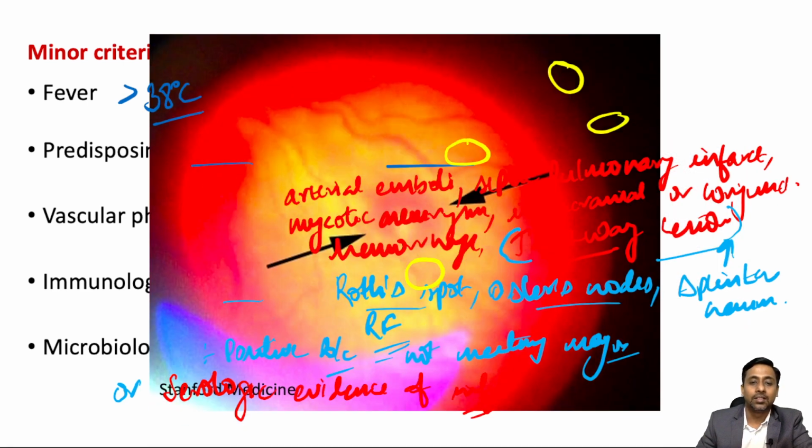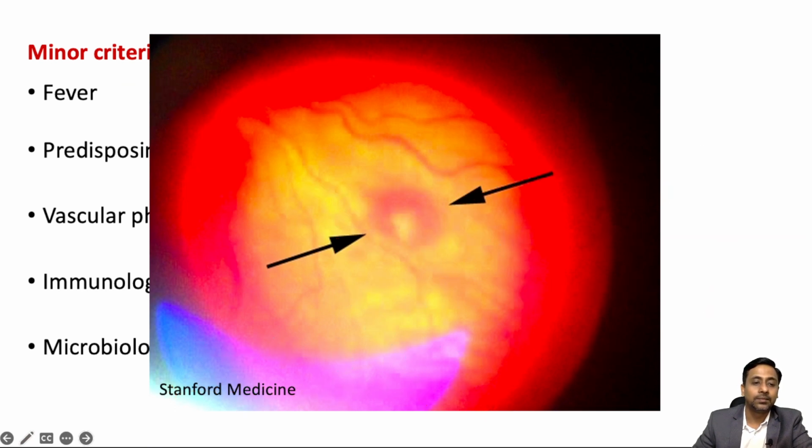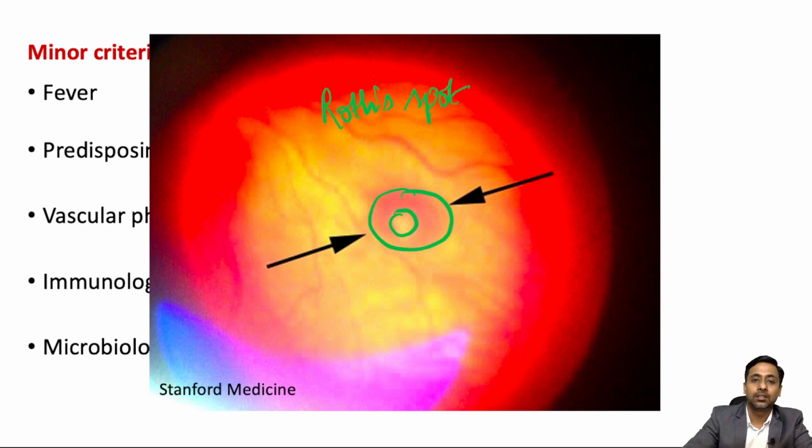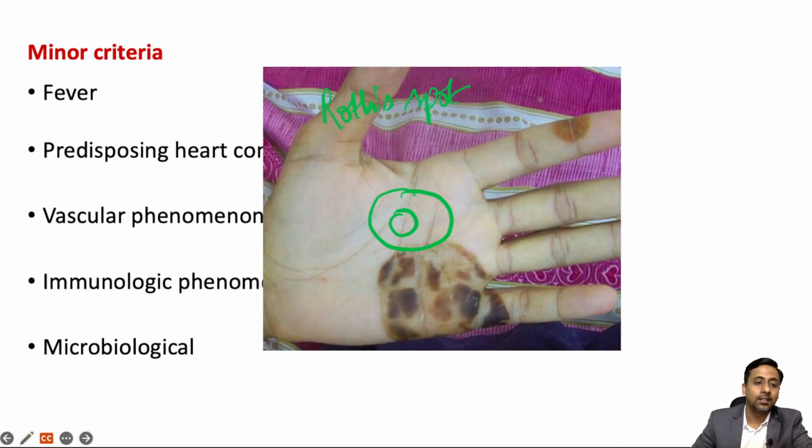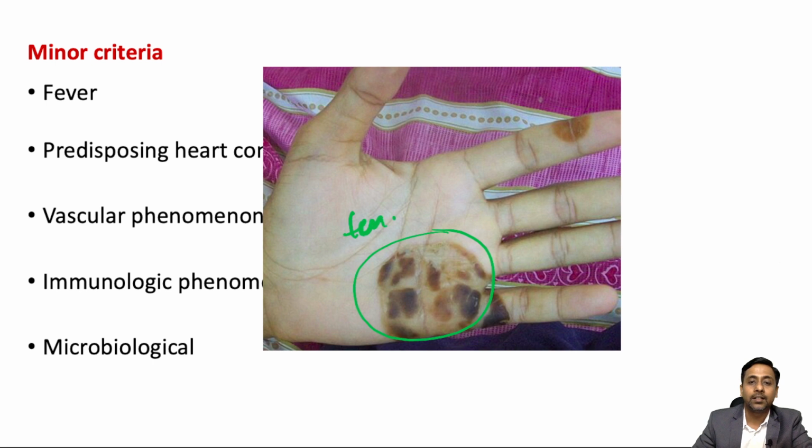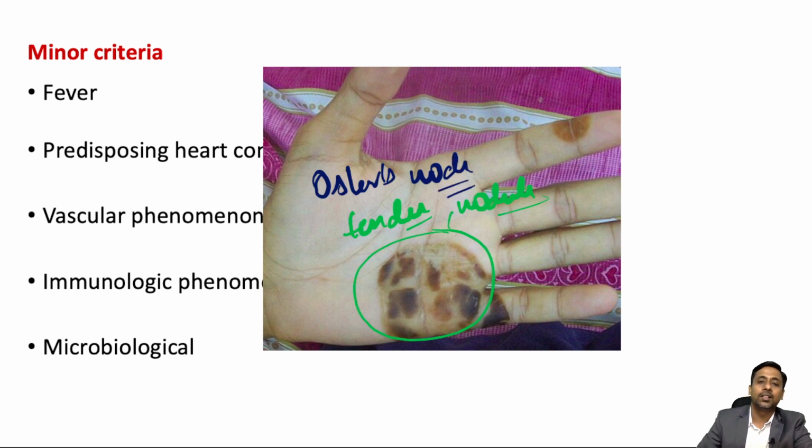Now this is the white centered retinal hemorrhage. So this is Roth spot. This is Roth spot. And these are tender erythematous nodules on palms. And these are Osler's nodes.